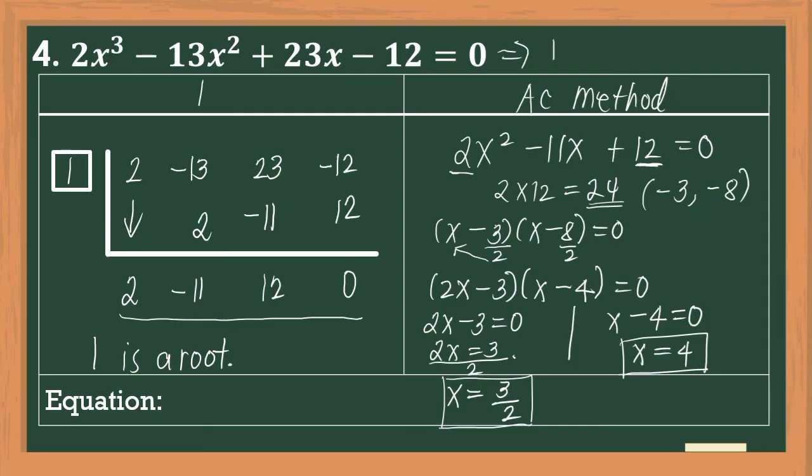Rational roots are 1, 3 over 2, and 4. Okay? And then, paano natin isusulat yung equation? Pwede natin isulat yung equation as 2x minus 3 times x minus 4 times x minus 1 is equal to 0. Again, kapag minultiply natin yung mga terms na yan, ang lilitaw na sagot yung ating given equation, which is 2x cubed minus 13x squared plus 23x minus 12 is equal to 0. So, yan lang po yung discussion natin regarding rational root theorem.